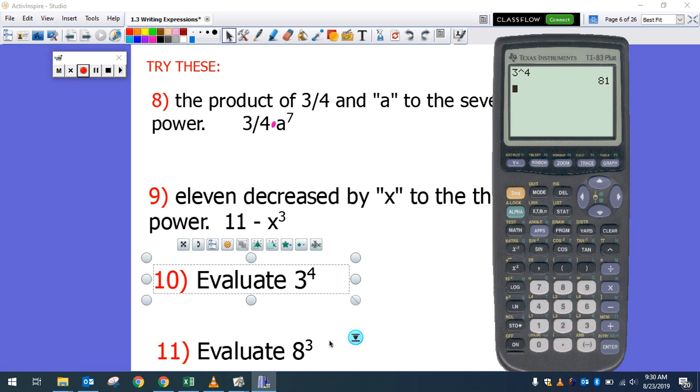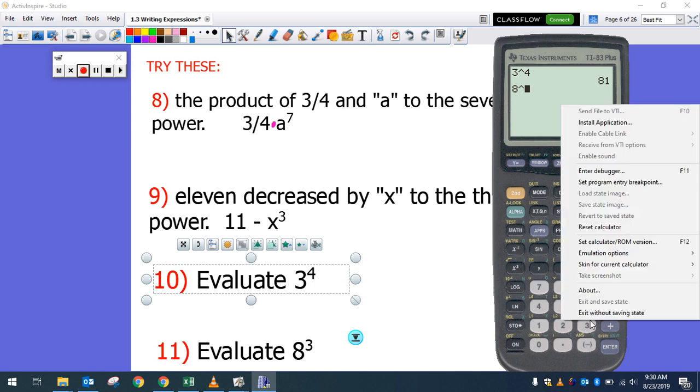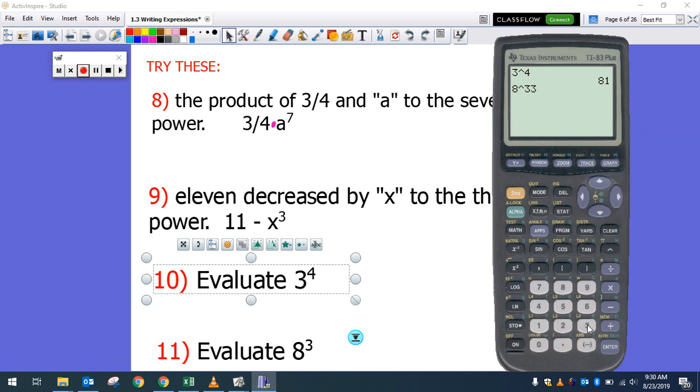But 3 to the 4th is 81. All right, let's do 8 to the 3rd. 8 raised to the 3rd power. 8 to the 3rd is 512. So that's how you do exponents on your calculator. It's this button right here.